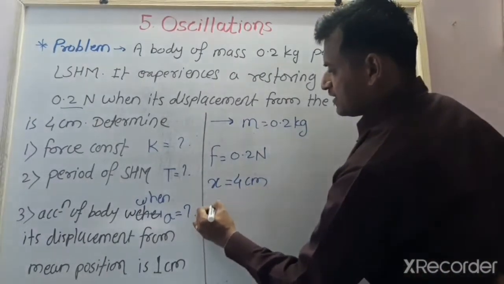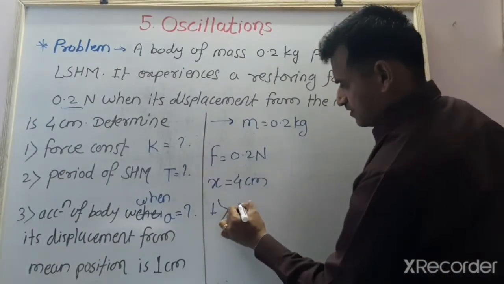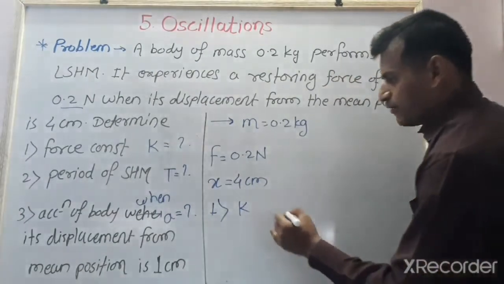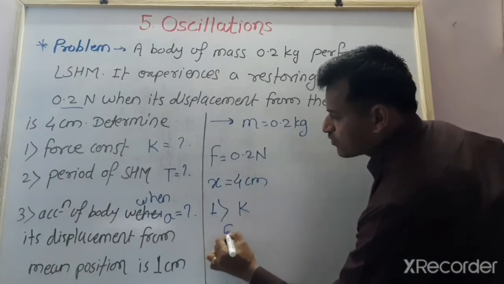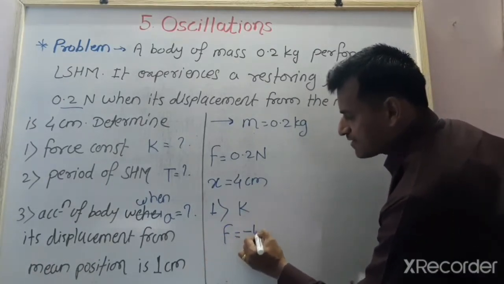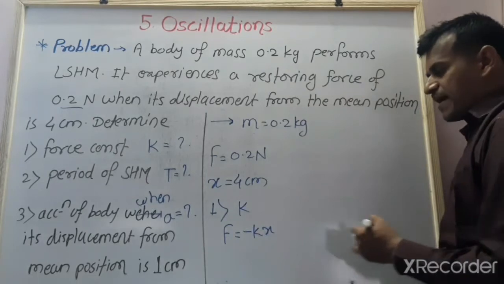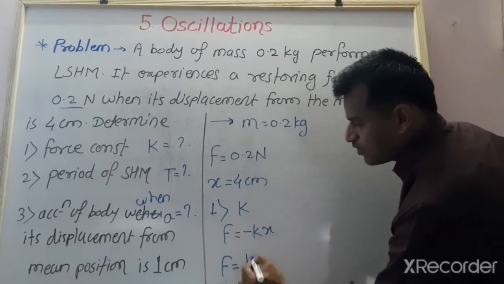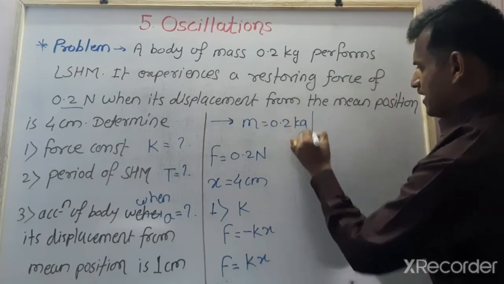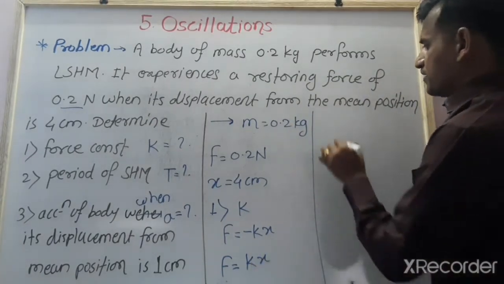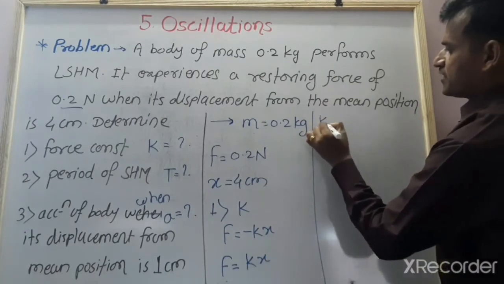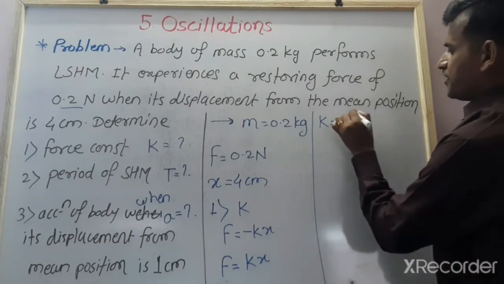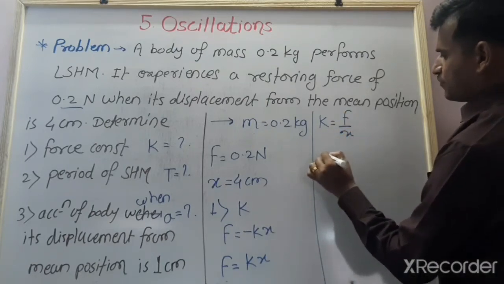The first one is the force constant K आपल्याला find out करायचं आहे. What is the formula? According to restoring force is equal to minus k into x. हे इक्वेशन आपण पाहिले. Magnitude of this equation is F is equal to k into x. K is the force constant. Then from this relation, the force constant is given by k is equal to F upon x. Substitute this value.